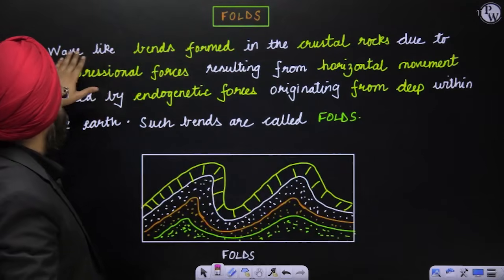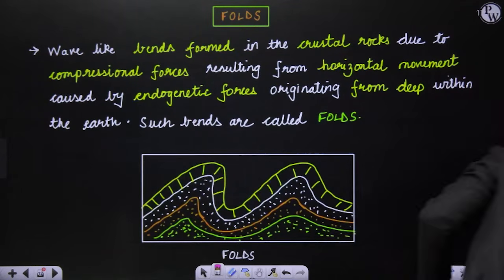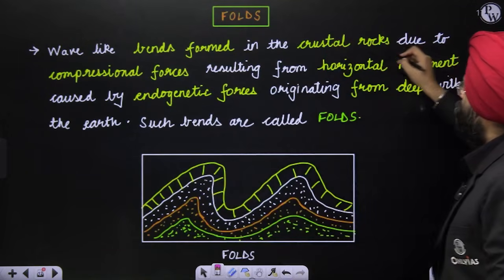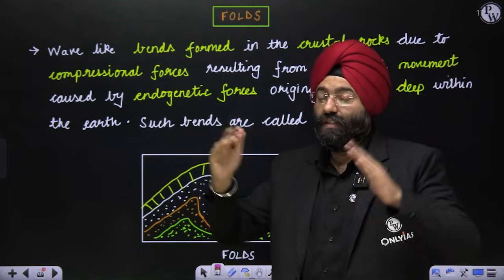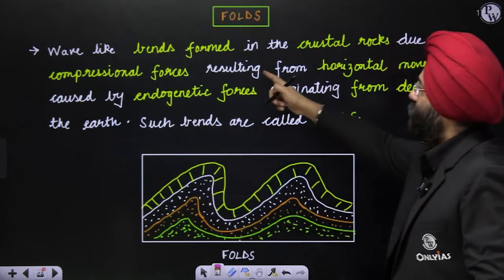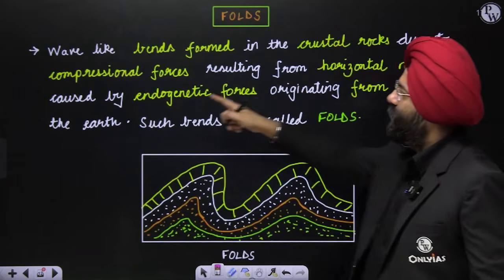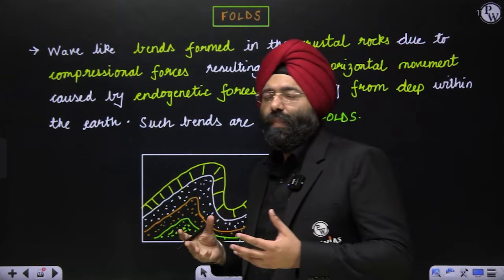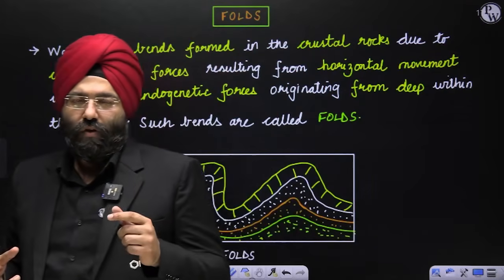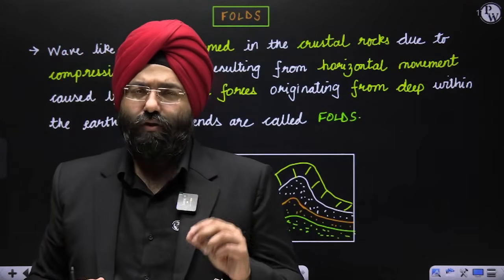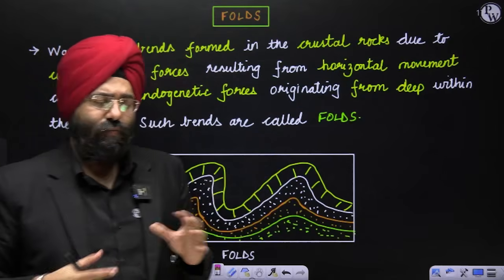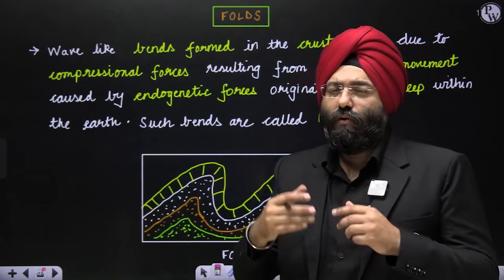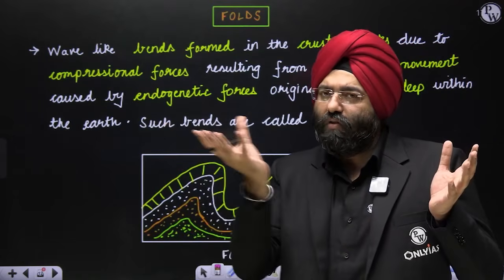Now see here, wave-like bends. What are folds? Folds are basically wave-like bends in the crustal rocks due to the compressional forces. Compression is taking place, as I mentioned, resulting in horizontal movement caused by endogenetic forces originating from deep within the earth. You've already done plate tectonics, the continental drift theory, and the convectional current theory through Arthur Holmes, where we mentioned that a lot of phenomena are taking place inside the earth, which is leading to the movement of the plates.